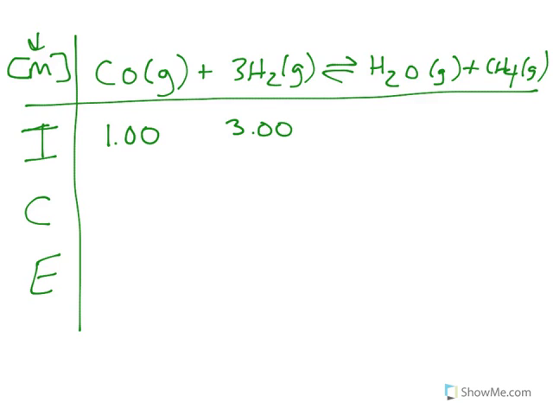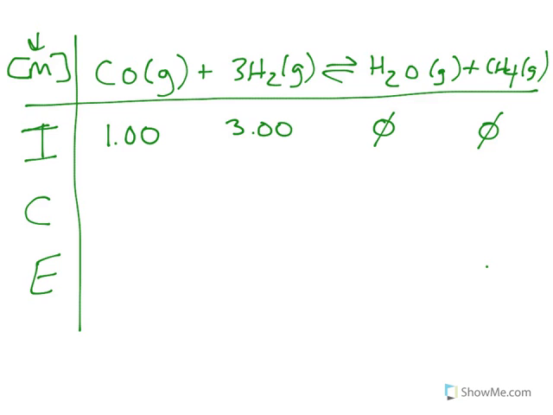Before that vessel was charged, it didn't have any water and it didn't have any methane in it. So the values for water and methane are going to be 0 at initial. Now we have to figure out how they are going to change. If it's going to get to equilibrium and you just put the reactants in there, the reactants are going to have to be consumed and the products are going to have to be produced. So they're going to have to change, and that's where the C comes in. So how do they change?